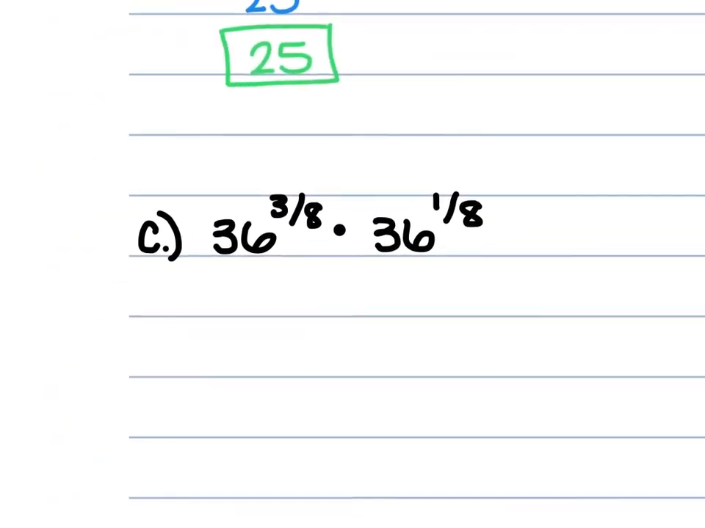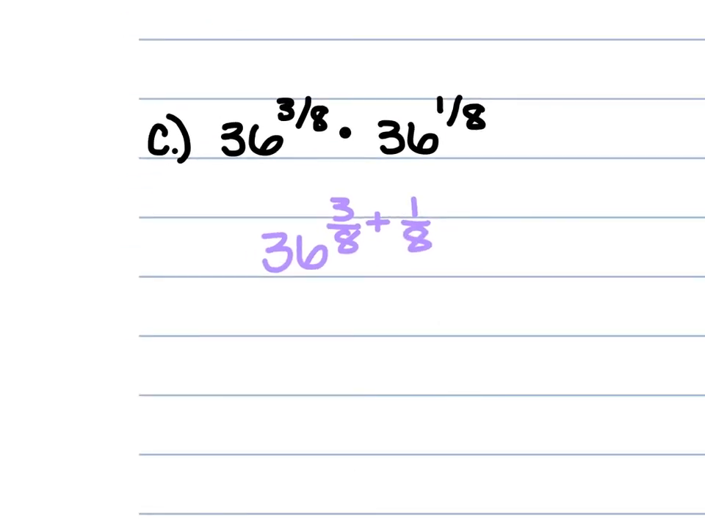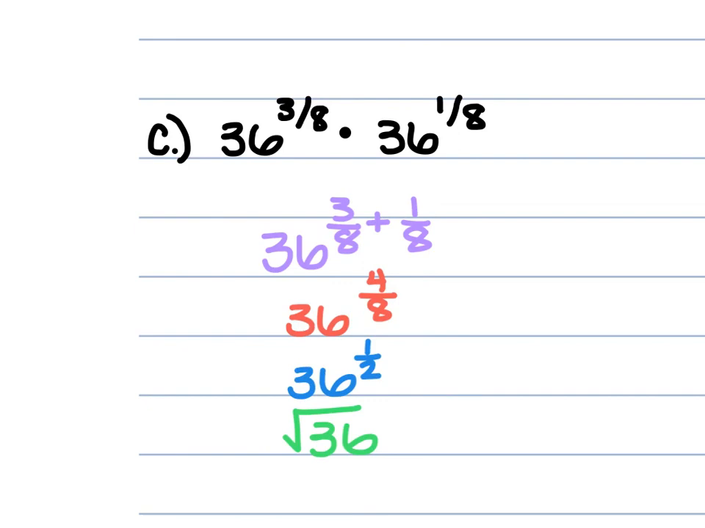For C, we have 36 raised to the 3/8 times 36 raised to the 1/8. So we're going to keep the 36. It's going to be raised to the 3/8 plus the 1/8. Denominators are the same. Keep it. Add the numerators. So 36 to the 4/8. Simplify that fraction. It's going to be 1/2. So it's 36 to the 1/2, which is the square root of 36, which is 6.